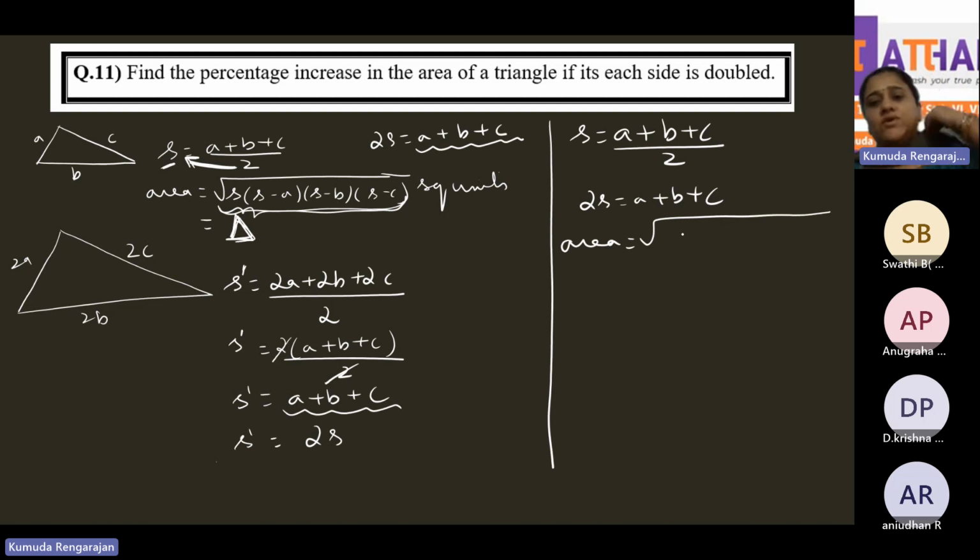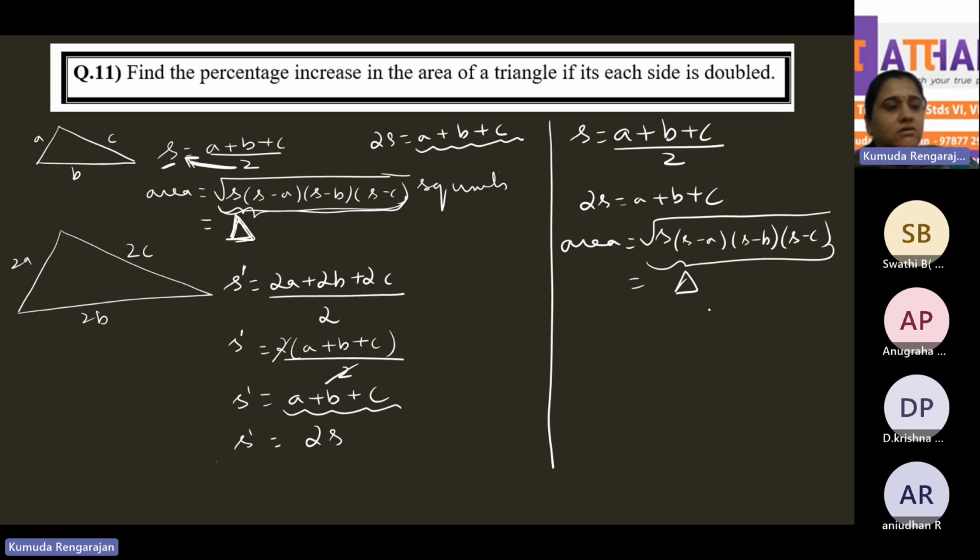Root of s into s minus a into s minus b into s minus c square units. This is the area of the original triangle. So we'll call this one delta. The area of the original triangle is delta. Now we'll go to the new triangle.